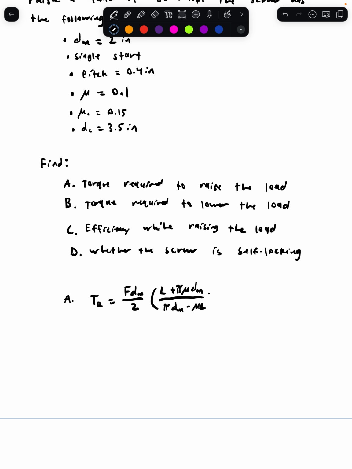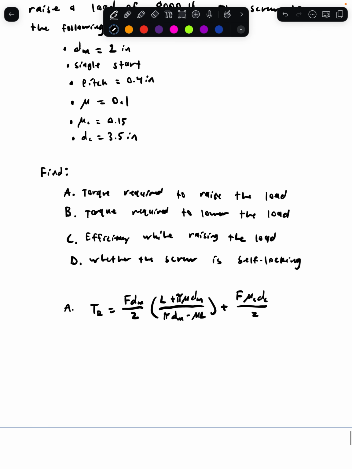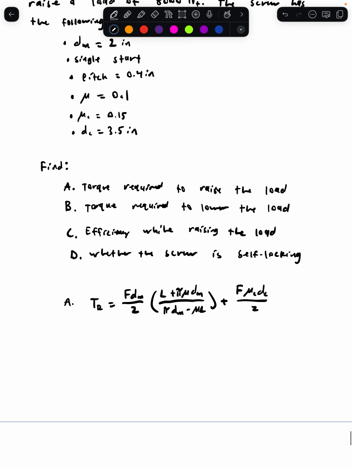These equations are pretty long. Sometimes it might tell you that you can ignore the second part of the equation, this collar friction part. So sometimes you might not have to use that, but we will have to use it in this because we are given information about that up here, this mu sub c, as well as that collar diameter. So go ahead and plug everything in here.